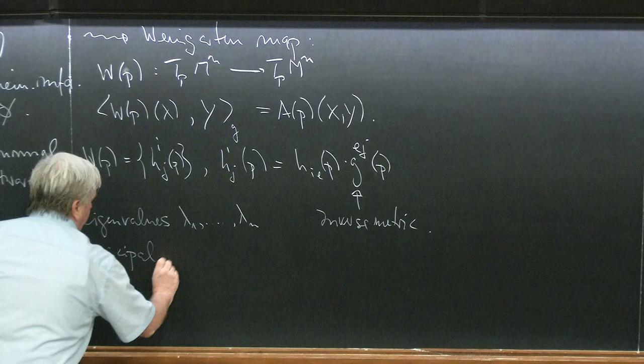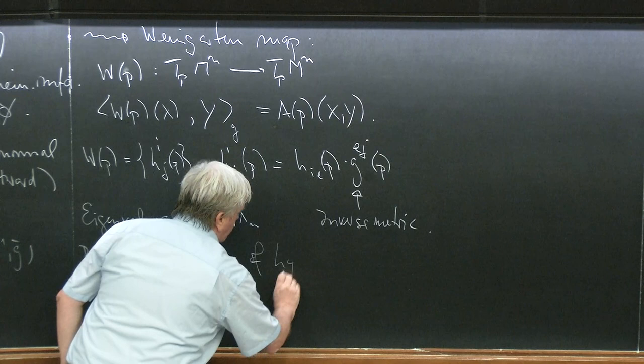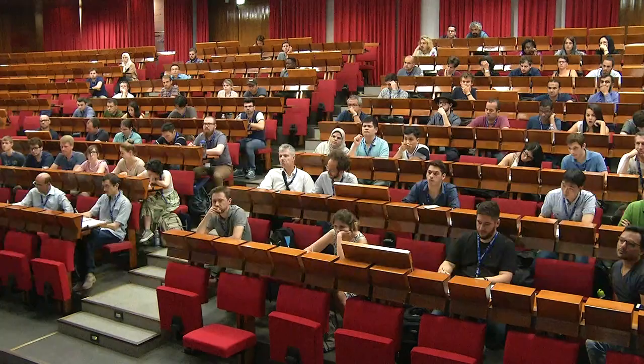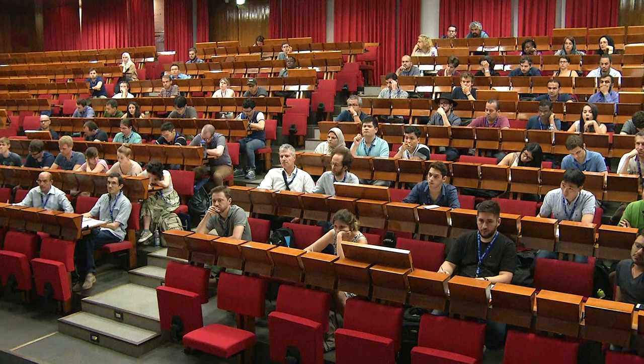Of the hypersurface. And now you can form all sorts of scalar invariants by taking homogeneous polynomials of these principal curvatures. For example, the product of lambda 1 and lambda 2 for a two-dimensional surface in R3 is the famous Gauss curvature. And we are mostly interested in the mean curvature, which is the sum.